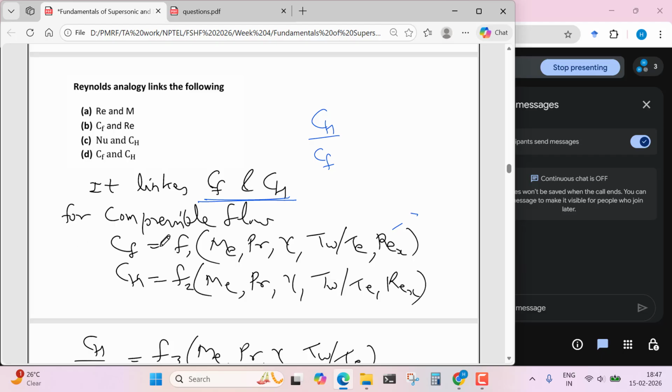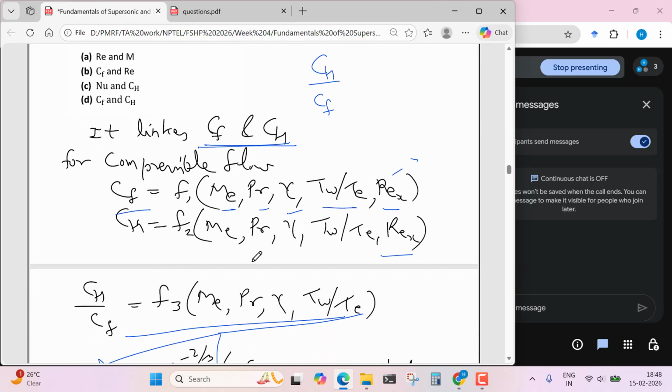For compressible flow, the CF will depend on Mach number, Prandtl number, gamma, TW upon TE and REX. And CH will also depend on Mach number, Prandtl number, gamma, TW upon TE and REX. So if we take the ratio CH upon CF, it will depend on the Mach number, Prandtl number, gamma, TW upon TE and REX also.